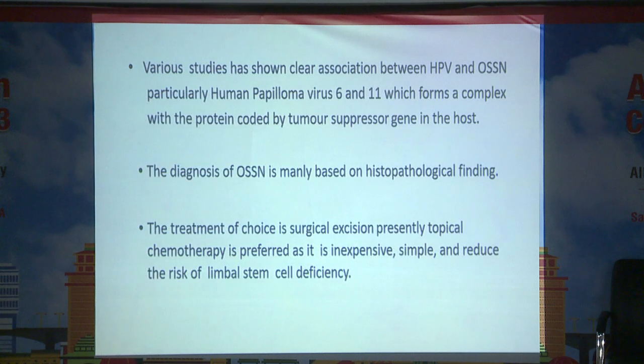Various studies have shown a clear association between HPV and OSSN, particularly HPV 6 and 11, which form complexes with proteins encoded by tumor suppressor genes in the host. The diagnosis of OSSN is mainly based on histopathological findings. The treatment of choice is surgical excision. Presently, topical chemotherapy is preferred as it is inexpensive, simple, and reduces the risk of limbal cell deficiency.